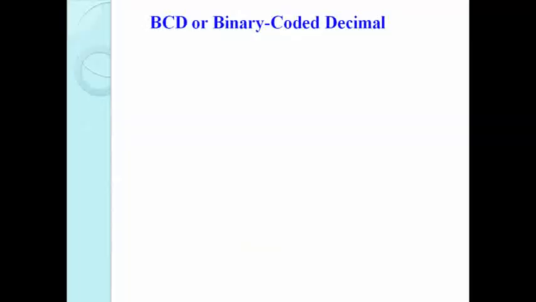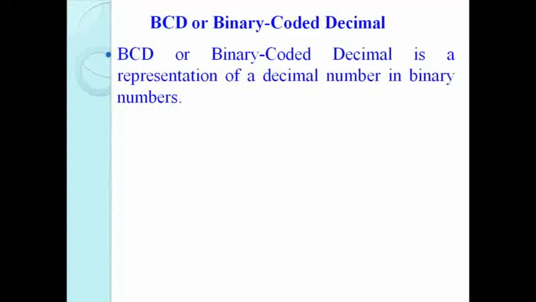BCD codes. BCD codes is nothing but a binary coded decimal number. Binary coded decimal number. BCD, or binary coded decimal, is a representation of a decimal number in a binary form, in a binary number.